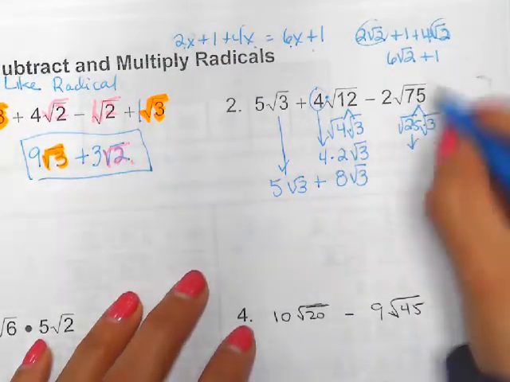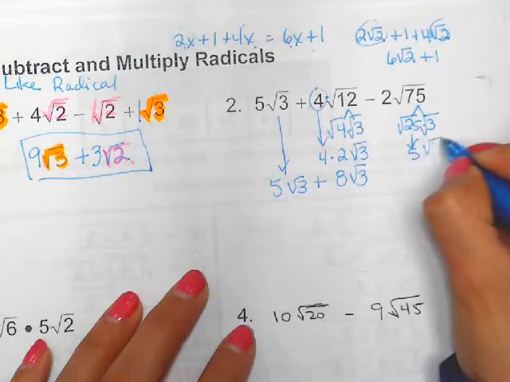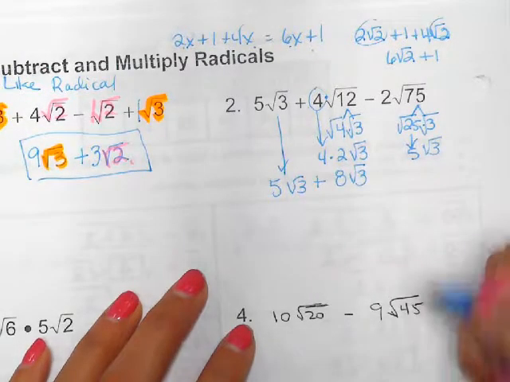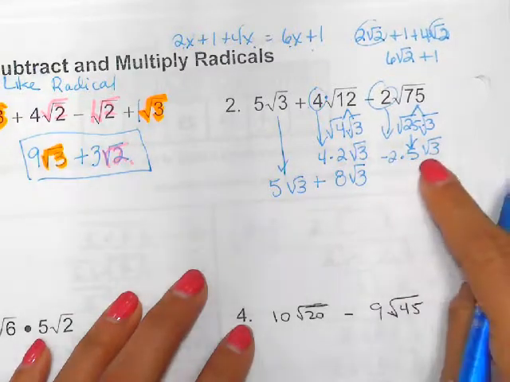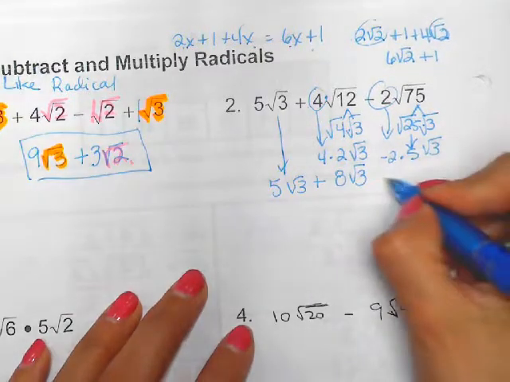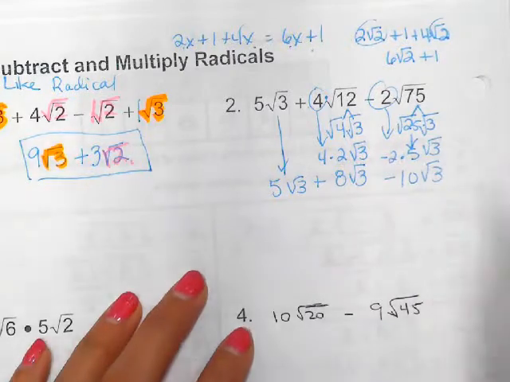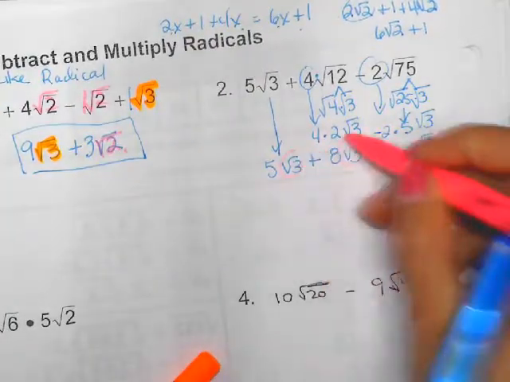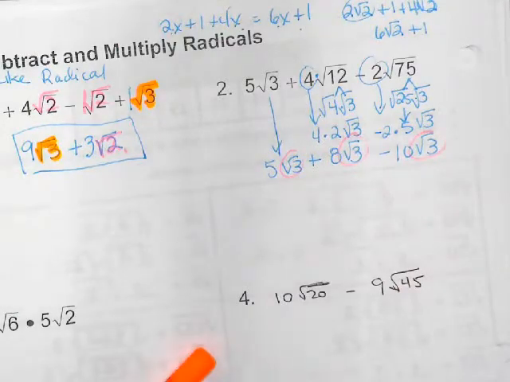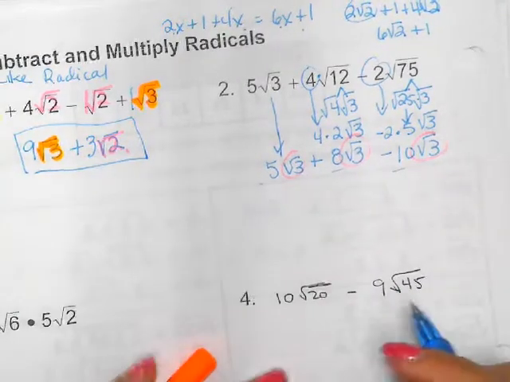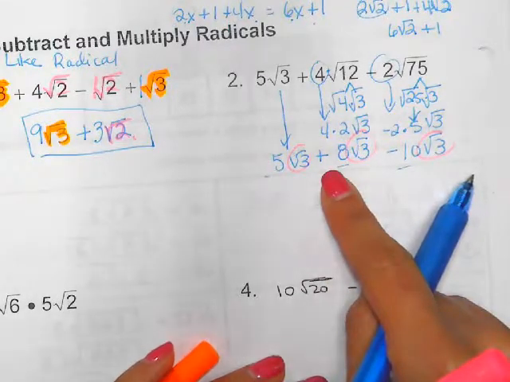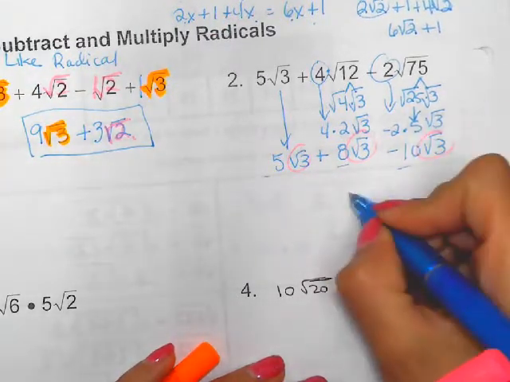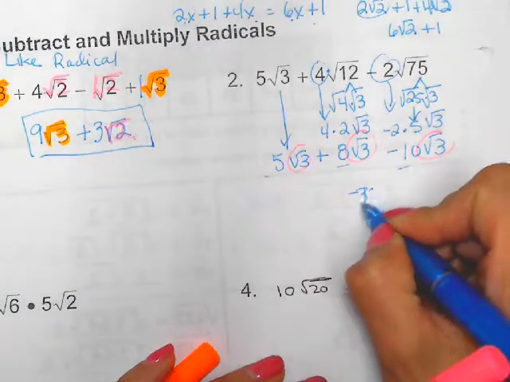Square root of 25 is 5. Square root of 3 stays square root of 3. And then don't forget there's a negative 2 in the front, then I need to multiply by that 5. That's going to give me negative 10 square roots of 3. All of these are like terms now, like radicals. So I can look at the first number and combine them. 5 plus 8 is 13. 13 minus 10, negative 3 square roots of 3.